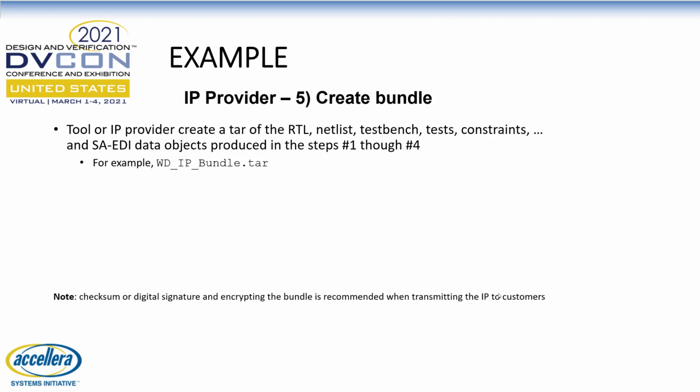Next, this gets packaged and bundled. So the IP provider might create a tar of the RTL, netlist, test bench, test constraints, and so on, and the SA-EDI data objects produced in steps 1, 2, 3, and 4. For example, a WD IP bundle is created, a tarball. Note that when you deliver an IP, it's great to create a checksum or digital signature, right, when transmitting to customers.